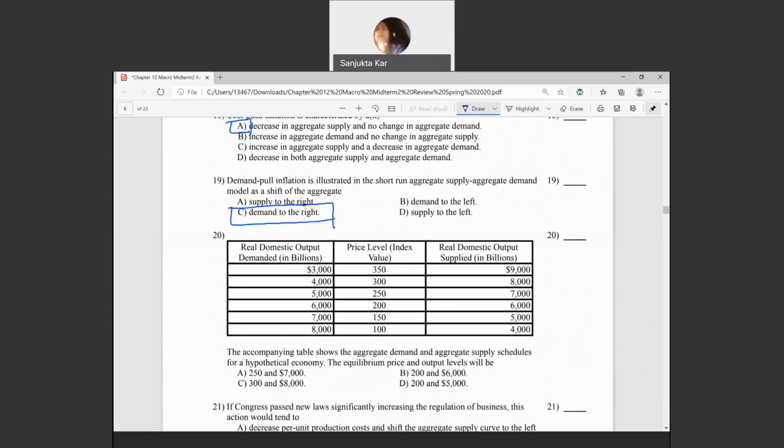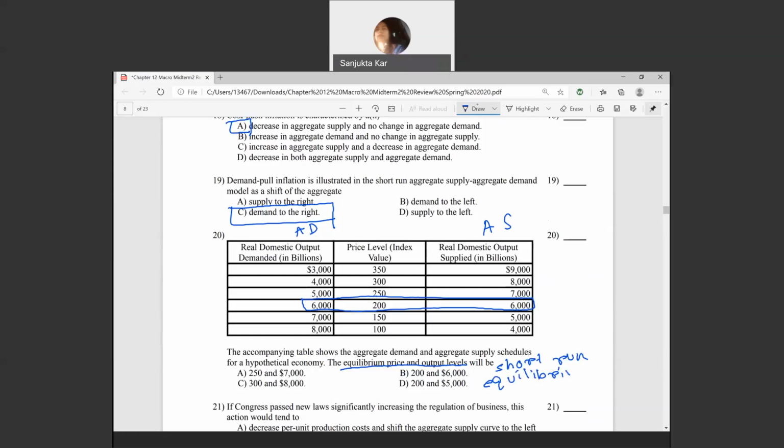All right, question 20 is the easiest as can be. Here they're asking for equilibrium price and output level. You'd see where the aggregate demand is going to intersect the aggregate supply curve, and what I just explained when I was doing this chapter, this is going to be the short run equilibrium. So this one is the short run equilibrium.